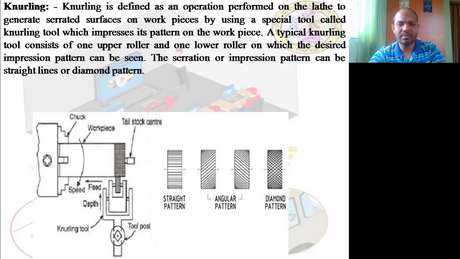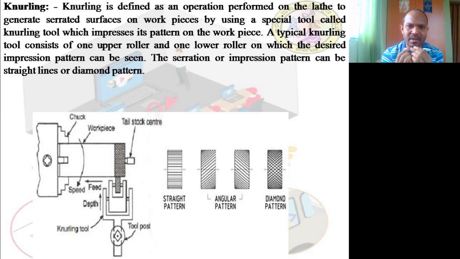Now, knurling is one of the operations, and it is always done in order to give an impression. Say, for example, you have a pen or any bar element. It has a very nice finish. If I want to hold it here, I will not get a proper grip, isn't it? So in order to have a grip, I should make this surface hold better.